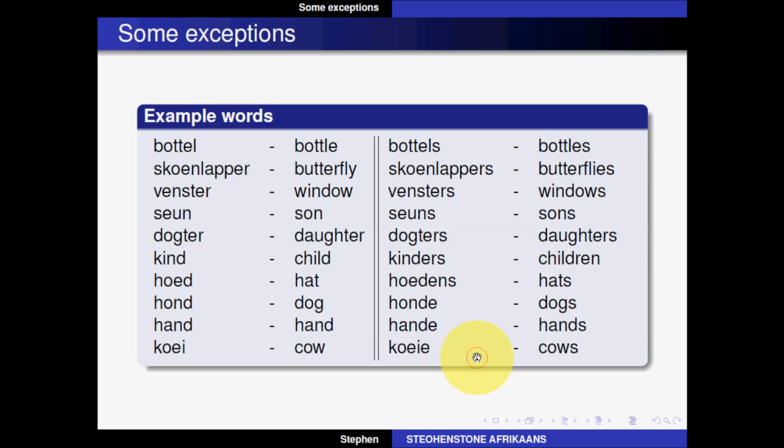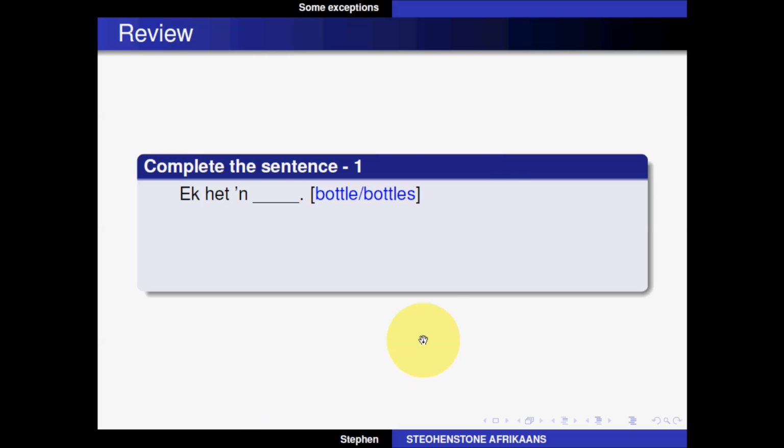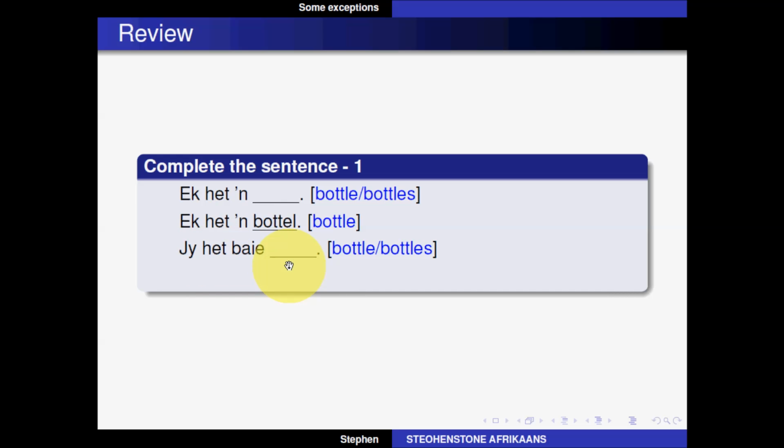So same as before, we're gonna have our little exercise where I say the first part. For example, ek het 'n, and I have to decide, well, singular, I'm looking for the Afrikaans word for bottle, which is bottle. Ek het 'n bottle. Jy het baie. Now I'm looking for the plural, bottles, and the Afrikaans word for bottles is bottles. Jy het baie bottles. So I'll do the next ones and try and find the word and try and say it correctly as well.